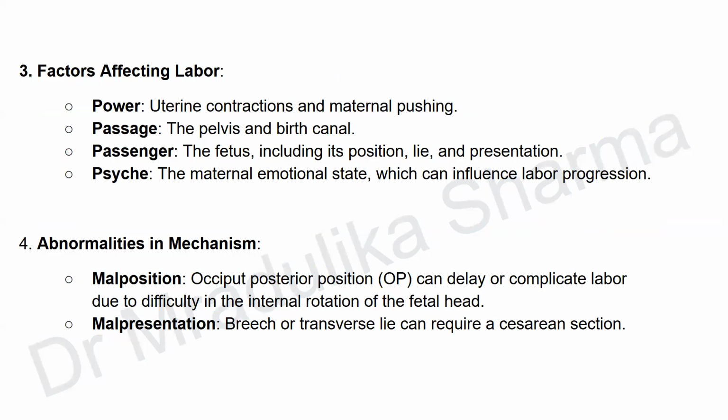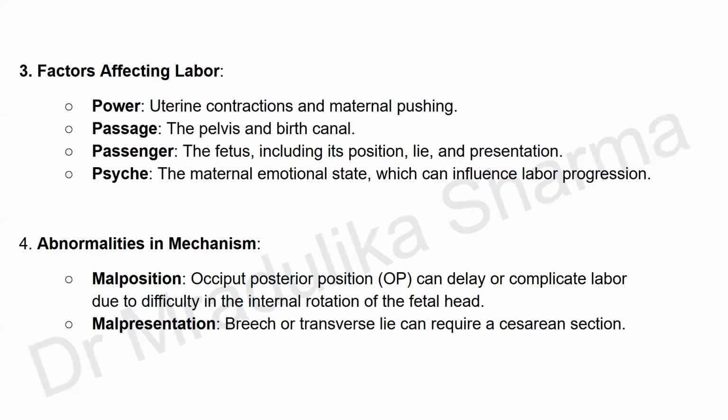Now there are the factors affecting labor, called the 4 P's: power, passage, passenger, and psyche. The power means uterine contraction and maternal pushing. The passage is the pelvis and the birth canal. The passenger is the fetus, its position, lie, and presentation. And psyche is the maternal emotional state, which can influence labor progress as well.